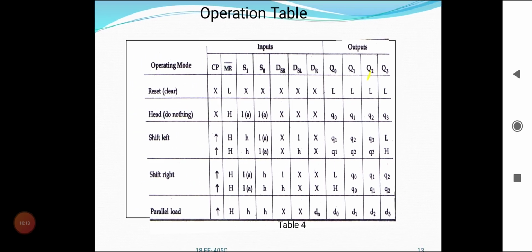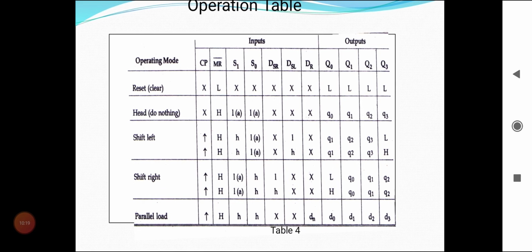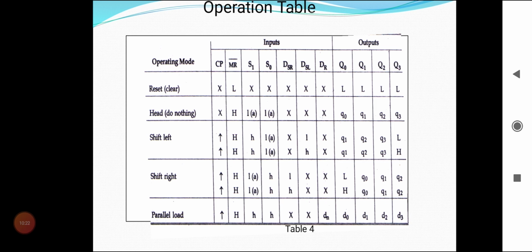The operating mode truth table shows the operating mode, the clock pulse, memory read, memory complement. In the reset or clear state, the clock pulse is don't care, MR is low, and memory is reset. We don't care about the selection lines, the shift right, shift left, or DR. Then the outputs are all cleared to 0 state. So it is shown that Q0, Q1, Q2, Q3 are all zeros.